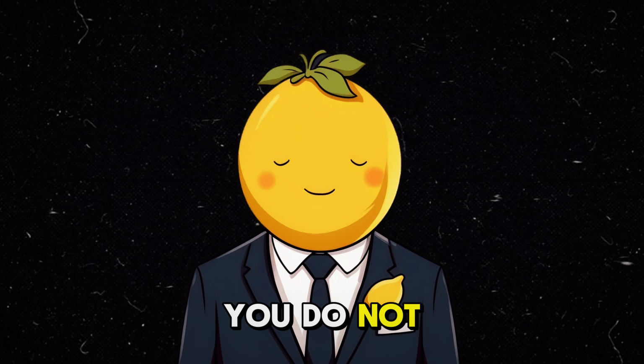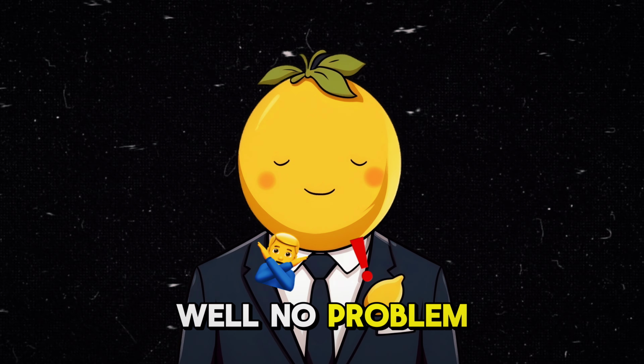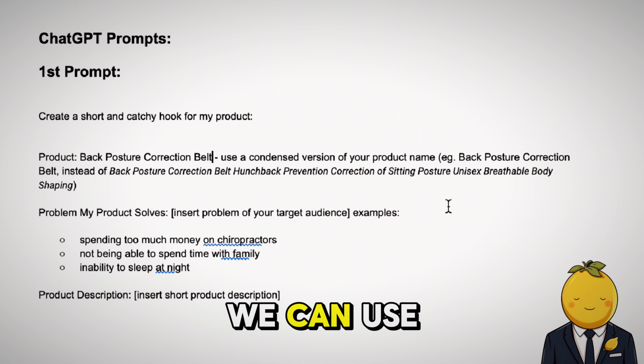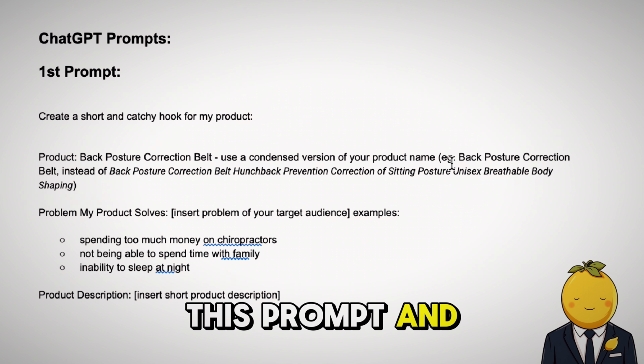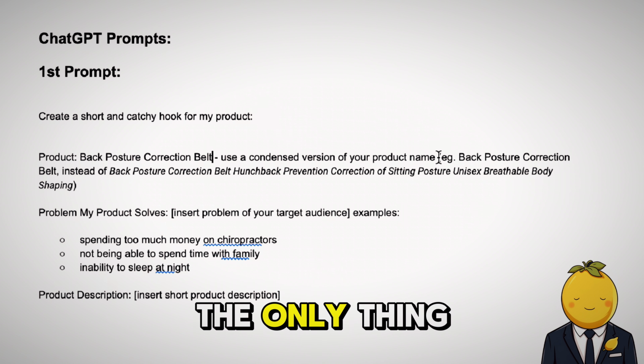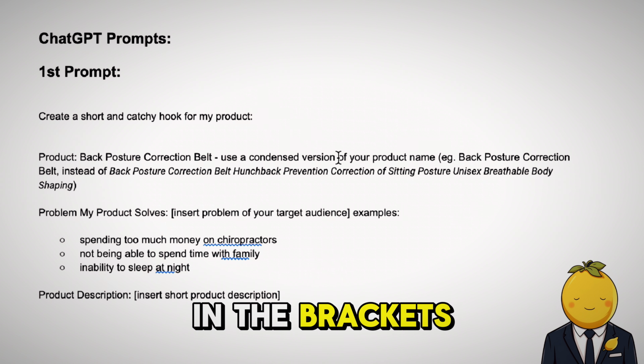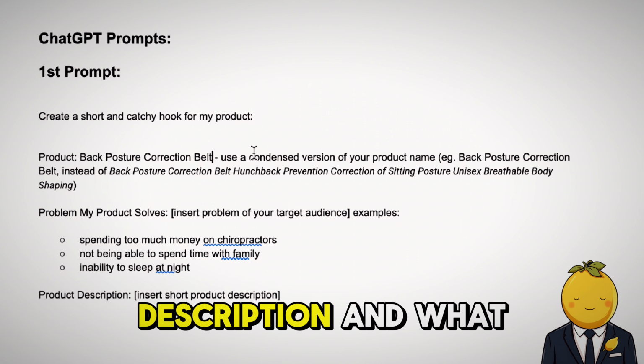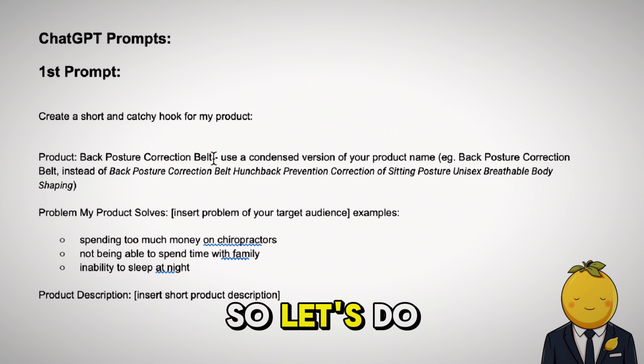But let's say you do not want to do all the research. Well, no problem. I put together this prompt that we can use in ChatGPT. This prompt and others will be in the description, so you can easily copy and paste it. The only thing you need to do is enter the details in the brackets: the product name, description, and what problems it solves. So let's do that real quick.